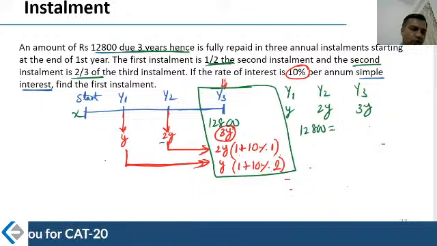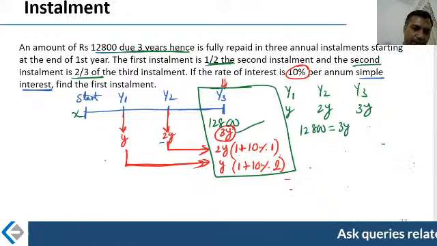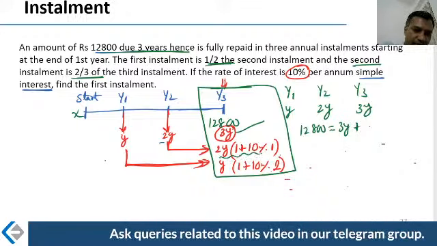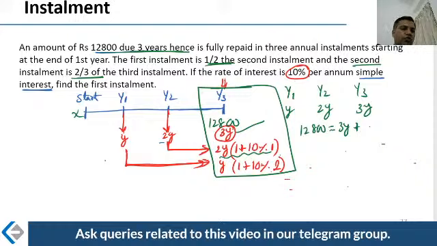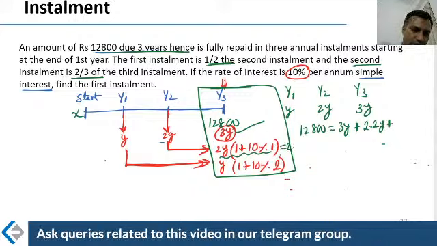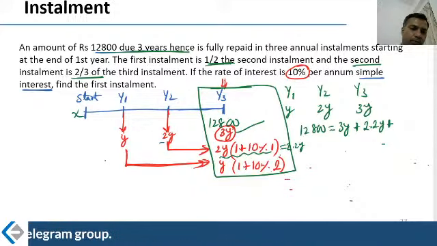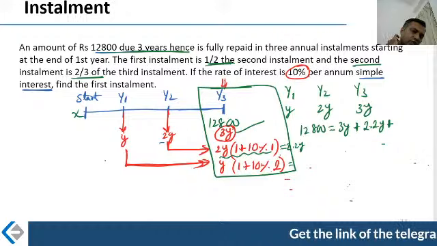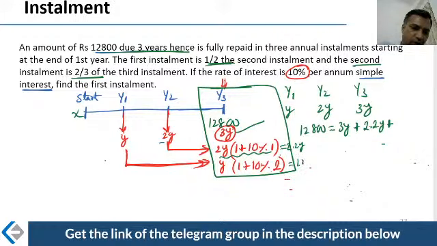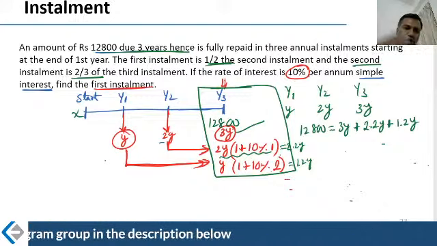12800 is equal to the first component, which is 3Y. The second component, multiply this: 1.1 into 2, which becomes 2.2Y. Third component is 1.2Y. Simplify, and you get the value of Y, because that's what the first installment is.